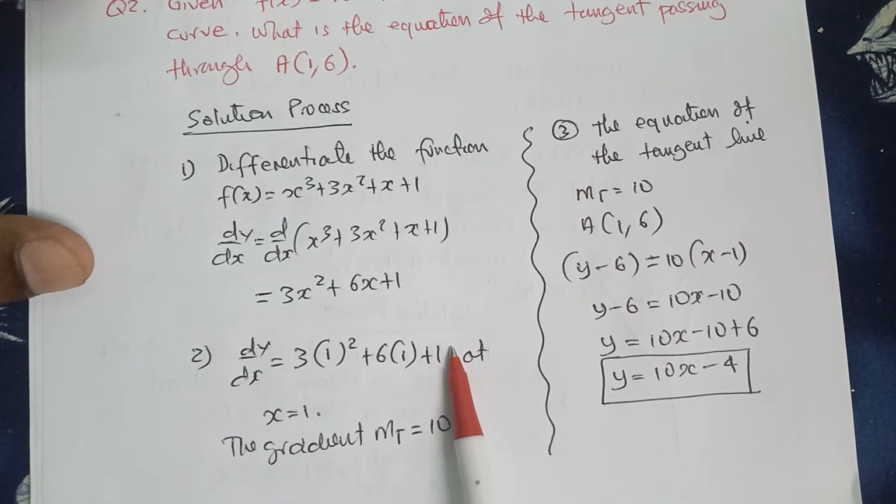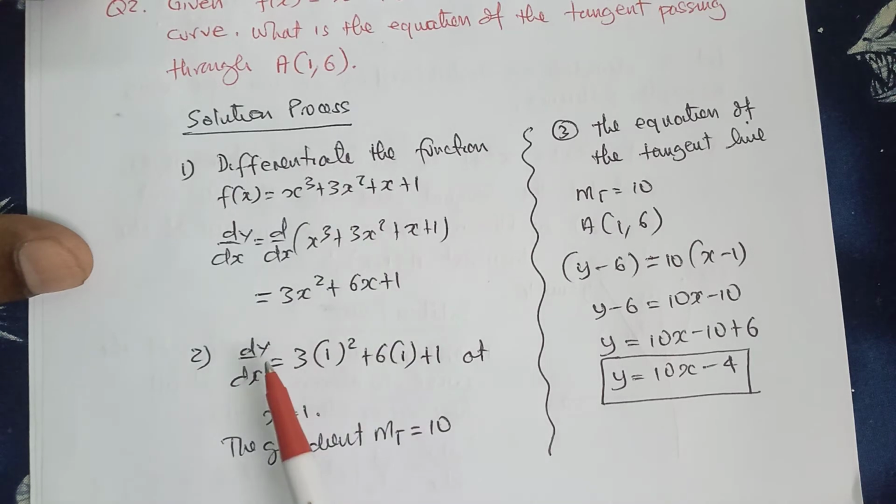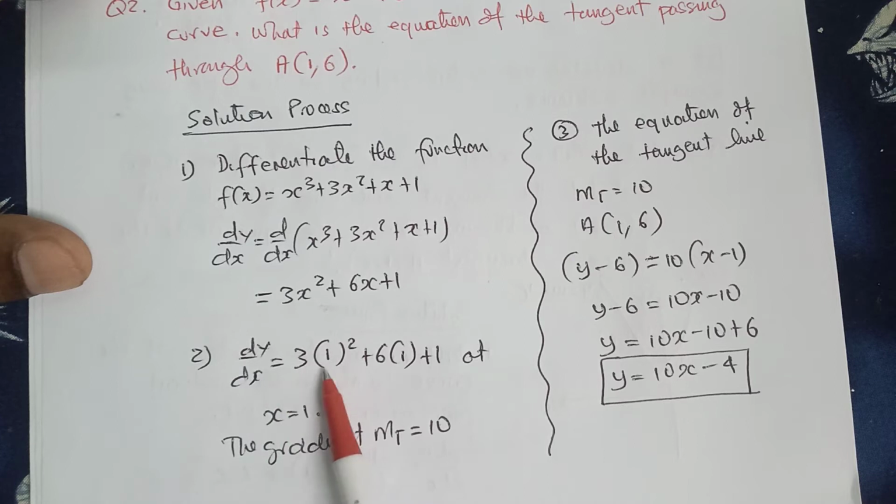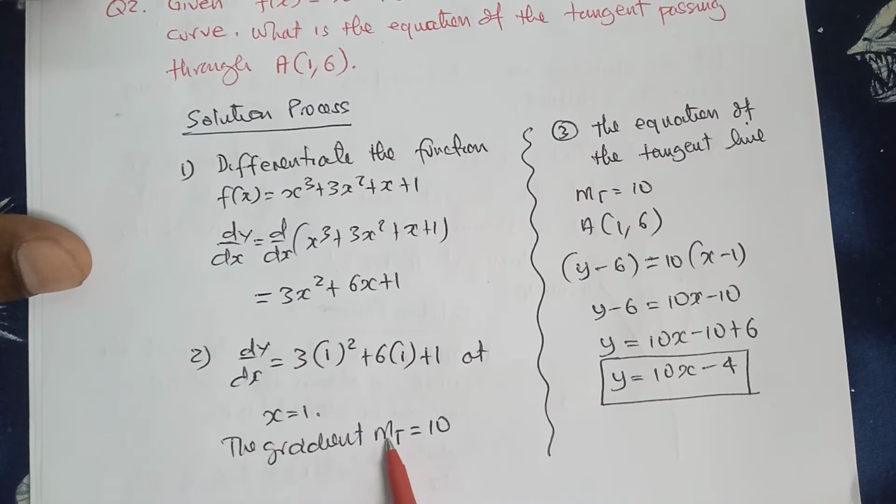Step 2: evaluate the gradient at that point A on the curve. That is by substituting the x coordinate of point A into the gradient function. When we do so, it's 3 times 1 squared plus 6 times 1 plus 1 at x = 1. The gradient of the tangent at point A is 10.